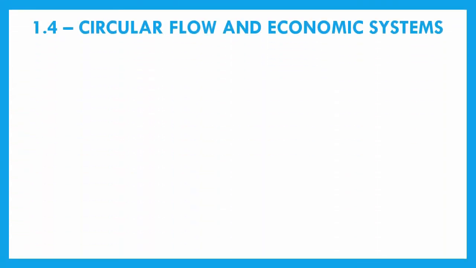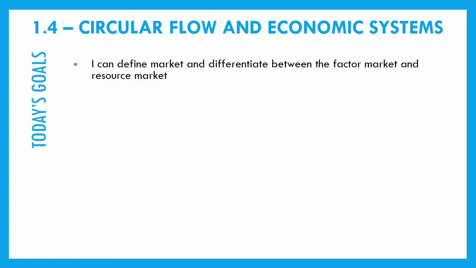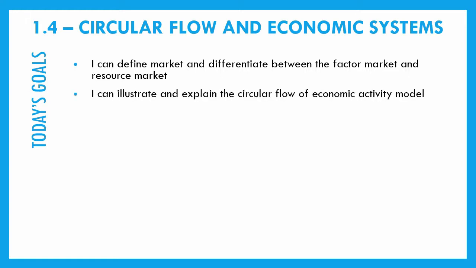All right, here we have 1.4 circular flow and economic systems, kind of wrapping up unit 1 here. So today's goals, what we want to look at is to be able to define a market and define the different types of markets, specifically the two that we're going to look at, the factor market and the resource market. We're also going to be able to illustrate and explain the circular flow model, which is another one of these models we're going to take a look at here in unit 1.